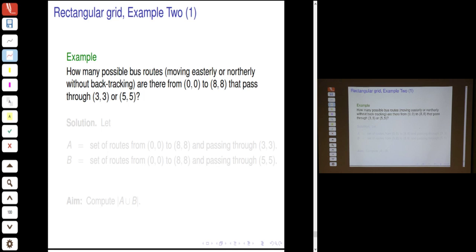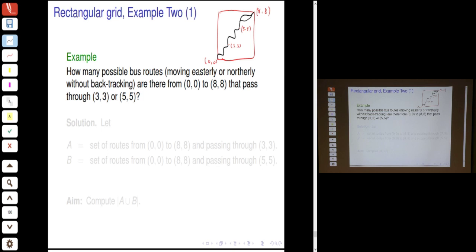Okay, so the picture would be, here is 0,0. Here is 8,8, right? I will not draw the whole grid. But somewhere here you have 3,3. Somewhere here you have 5,5. So now you count the number of ways: you first go here, you go there, and then somehow go there, right?